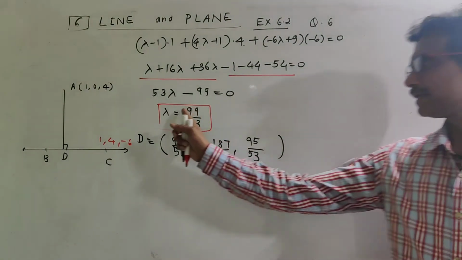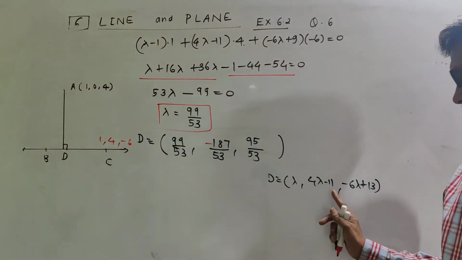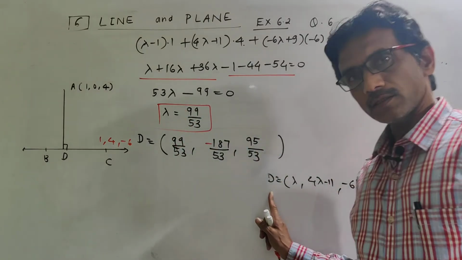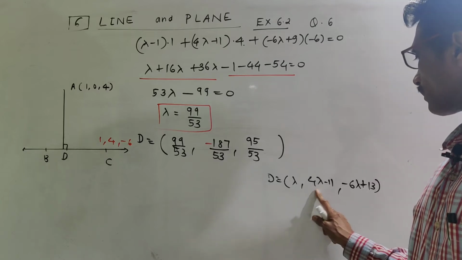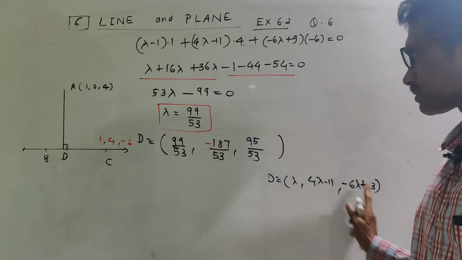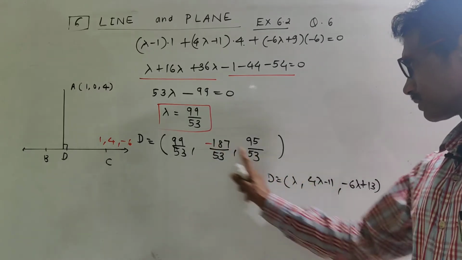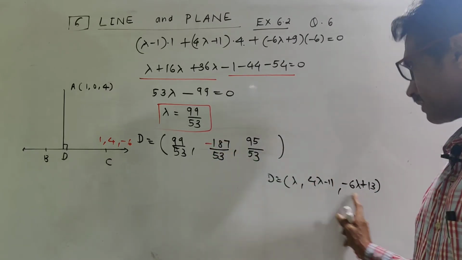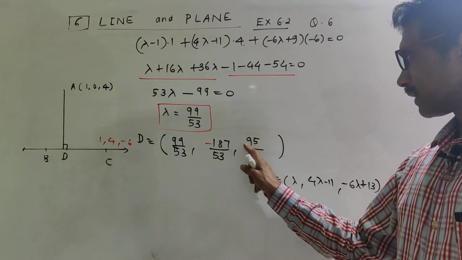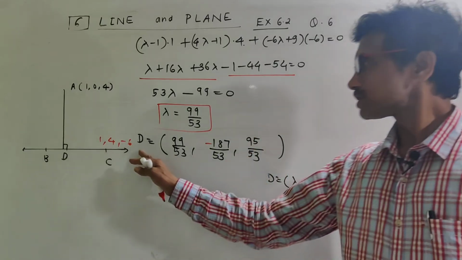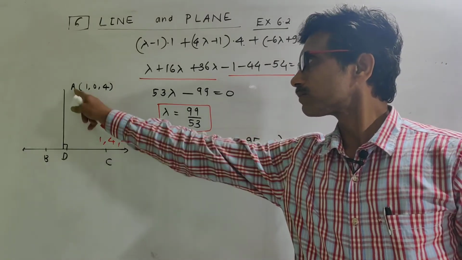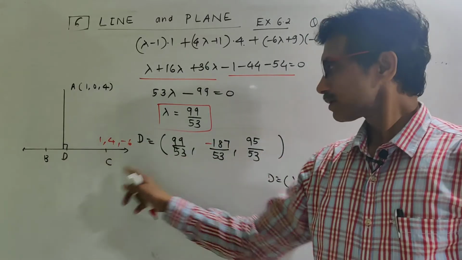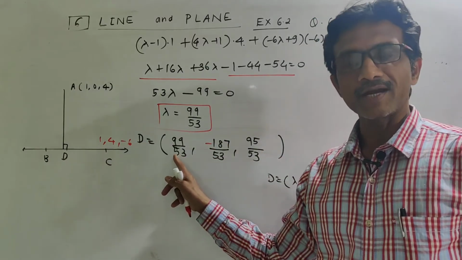Value of lambda 99 upon 53. यहाँ पे हम substitute करेंगे, that is D coordinates lambda, 4 lambda minus 11, minus 6 lambda plus 13. तो हम lambda substitute करने पर y coordinate of the point D you are getting this, and z coordinate of the point you are getting 95 upon 53. So this is what foot of perpendicular drawn from A to the line BC. So we are getting this, which is required.